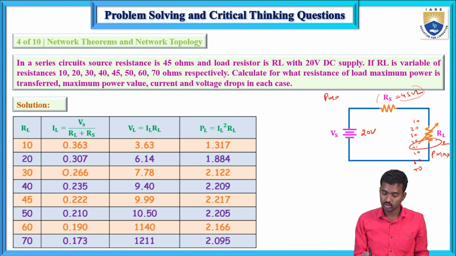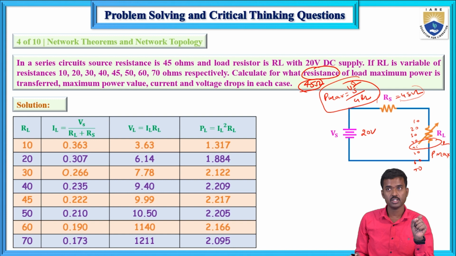Here P maximum equals Vs square divided by 4 RL. This is the maximum power formula. Calculate for what load resistance maximum power is transferred. That is at the 45 ohm resistor. According to the statement, we can directly say that at a 45 ohm resistor there is the maximum power. So from the statement we can easily determine this. RS equals 45, so at a 45 ohm resistor only there is the maximum power, not at 50 ohms, 60 ohms, or less than that.